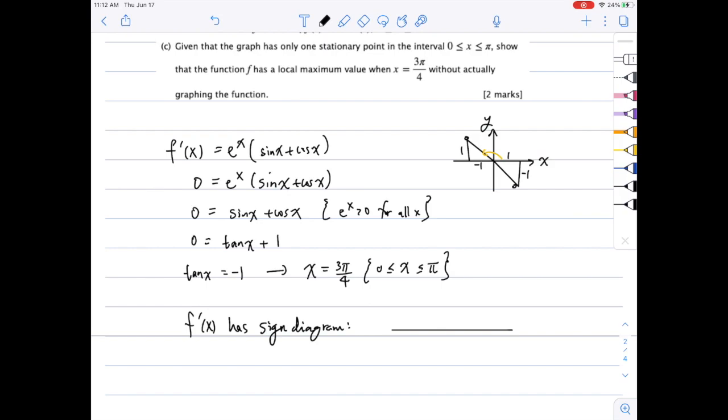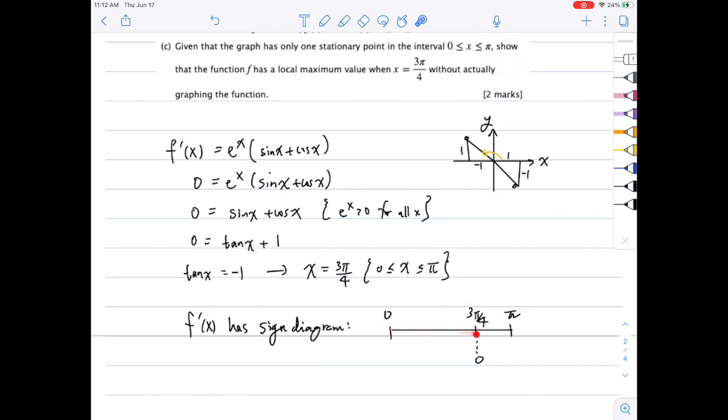And maybe I'll do from 0 to pi. Okay, and we know that at 3/4 of a pi, the derivative is equal to 0. So what we need to do is test a value between 0 and 3/4 of a pi, and between 3/4 of a pi and pi. I'm going to do this on the fly and explain my thought process. But when you do this, you have to show the calculations, because it's a show question.